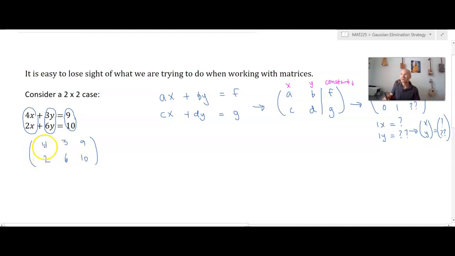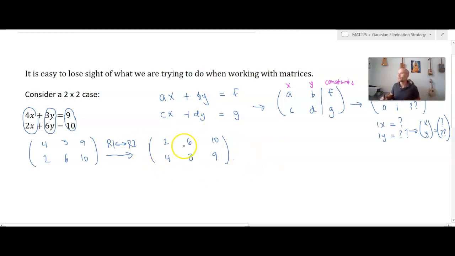I don't want to work with fractions personally. You can take -1/2 of row 1 and add it to row 2, but I'm going to choose to swap row 1 and row 2. So I'm going to interchange them, and all that's going to give me is 2, 6, 10, 4, 3, 9. Intuitively, all we've done here is interchange the two equations.